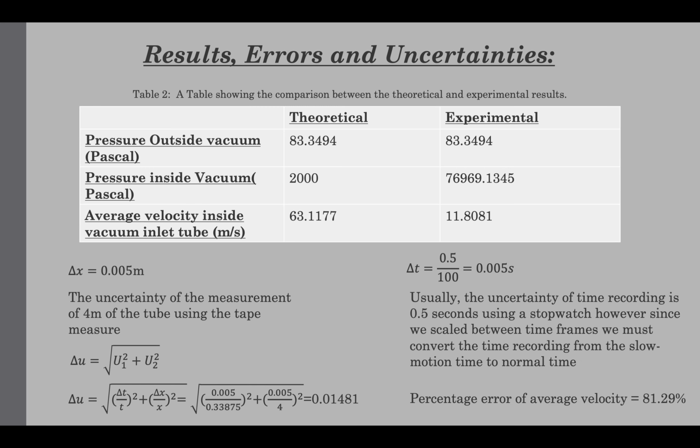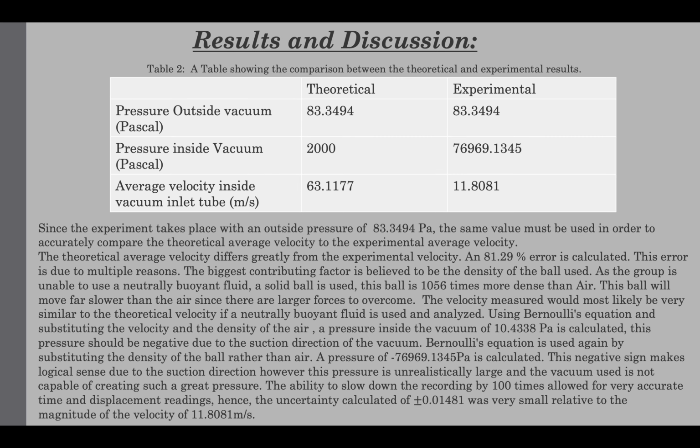The following is a summarized table comparing the theoretical and experimental values as well as the uncertainty calculations. There's a very big discrepancy between the theoretical velocity and the experimental velocity, and a percentage error of 81% was calculated. We have concluded that this error and the discrepancy between the velocities is mainly due to the fact that the ball is not a neutrally buoyant fluid, and that the experiment would have been a lot more accurate had we used a neutrally buoyant fluid like helium.